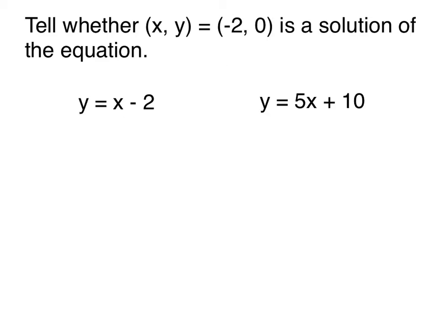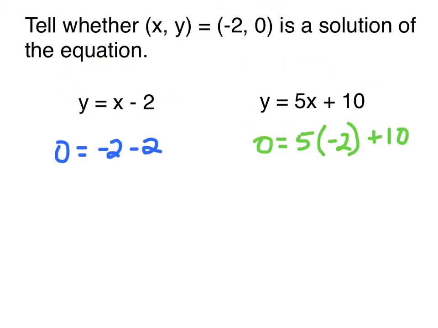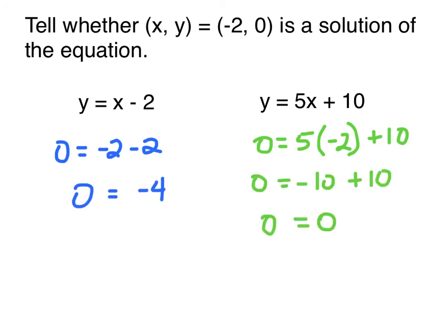Here's one more example that you may see in your textbook. What we need to do is replace x with negative 2 and y with 0 in both of the equations below. So I've replaced both variables with the values and simplified for each. As you can see with this equation on the left-hand side, 0 does not equal negative 4. So negative 2, 0 is not a solution for this equation. However, on the right-hand side, we can see that when we simplify, we'll get negative 10 plus 10, which equals 0. So this is a solution for this equation.